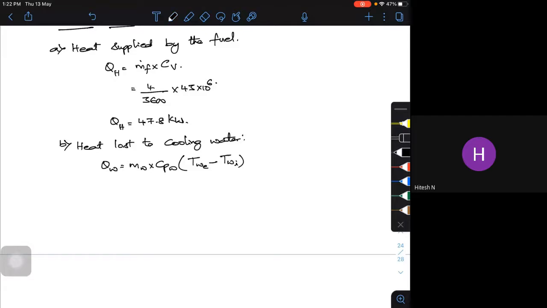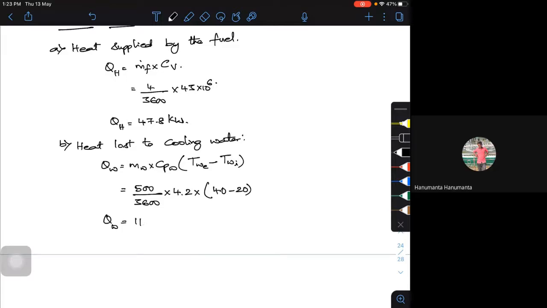What is the mass of water? They are telling that it is 500 kg per hour. So I need to convert it to kg per second, so this will be 500 divided by 3600. Let's take 4.2 itself for Cp of water, 4.187 or 4.2, into exit temperature 40 and inlet temperature 20. So this is your heat loss due to cooling water. I am getting around 11.7.